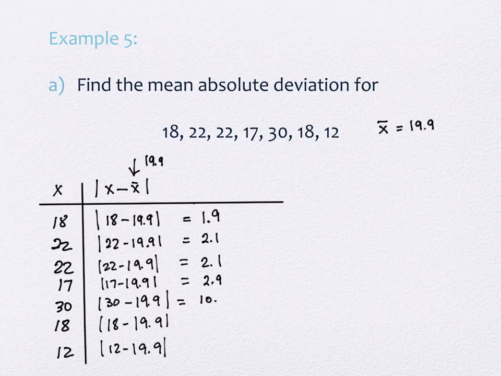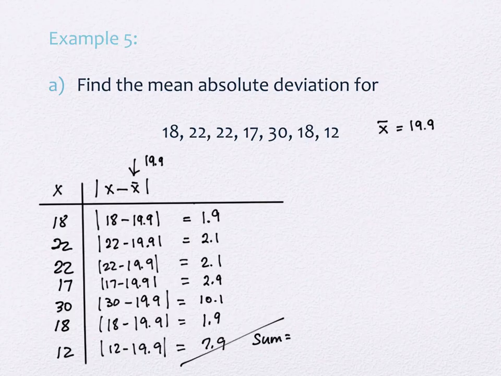10.1. 18 minus 19.9, I already did that one. That one was the first one I did. It was 1.9. How about 12 minus 19.9? 7.9. And then what I do is I add them all together.